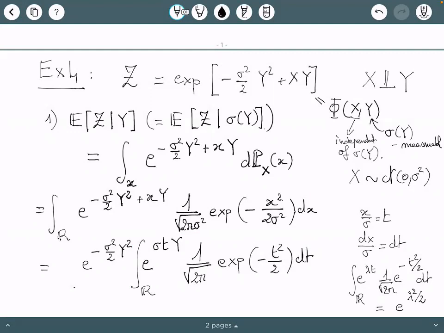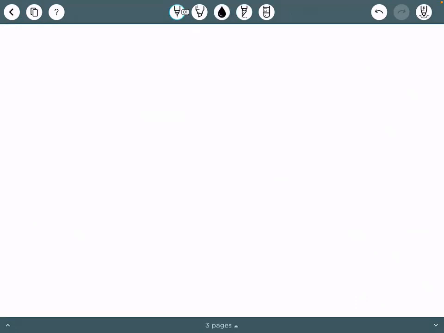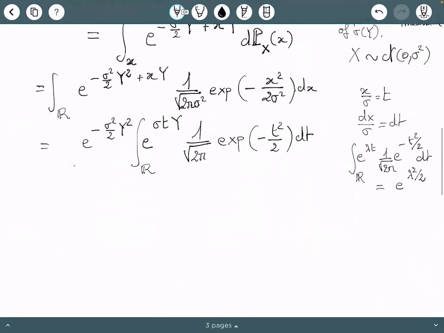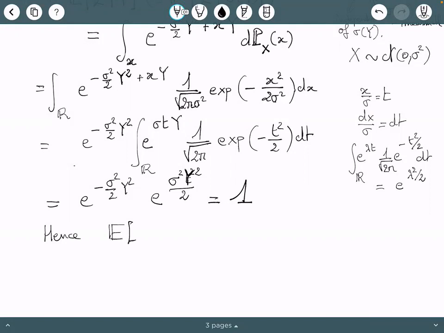So by using this result, this term is equal to exponential of sigma squared y squared divided by 2. I replace it in the formula that I recalled, the exponential of minus sigma squared y squared divided by 2, and you have a simplification, and at the end it is equal to 1. So the expectation of z given y is just a constant, equal to 1.